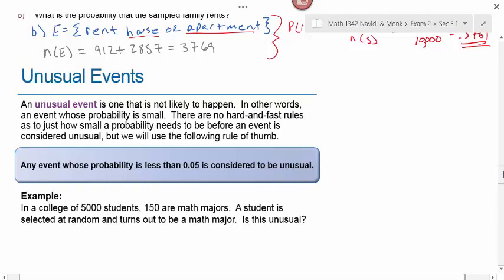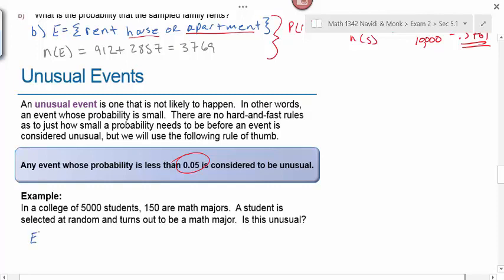This is a threshold that will be used throughout the course, especially when we get into testing hypotheses in Chapter 9, I believe. This is what we use as our cutoff for saying that something is unusual. For example, in a college of 5,000 students, 150 are math majors. A student is selected at random and turns out to be a math major. Is this unusual? Well, the first thing we need to do is find the probability that a randomly selected student is a math major.